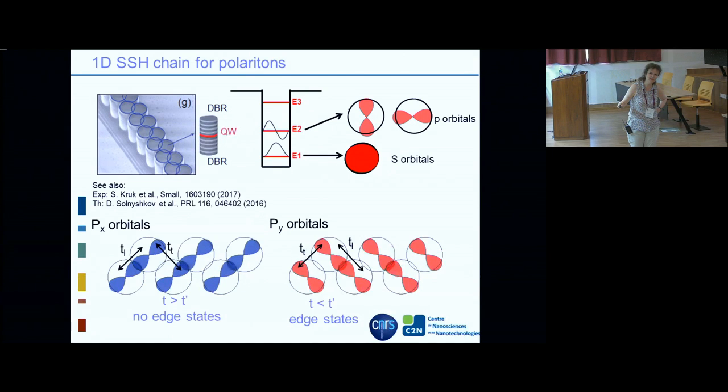Okay, so here for this chain, T is larger than T prime, and so you don't expect any edge states for this manifold. And for the other one, it's the opposite. For py, you start with a weak link, then a strong link, and so on. So here, this is the topological chain, and you expect to have an edge state. Okay, so we have actually the two for the same price. We have the topological and the trivial chain, just looking at different orbitals. Okay?